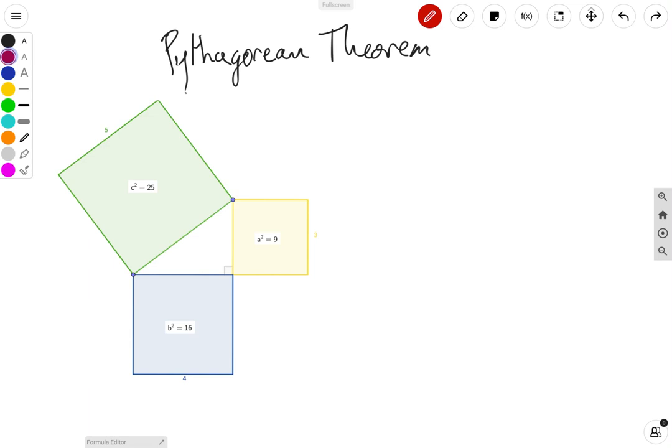What is the Pythagorean theorem? I would describe the Pythagorean theorem as a relation between the three sides of a right triangle. Before we move any further, though, let's be clear what a right triangle is. A right triangle is any triangle that has a right angle, or a 90-degree angle. So we're not talking about isosceles or equilateral or scalene triangles.